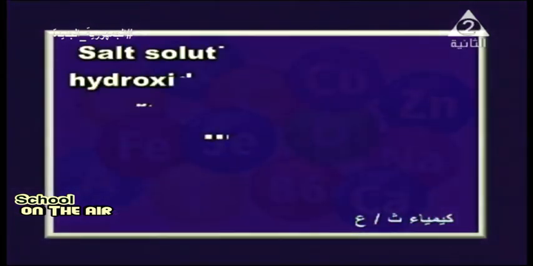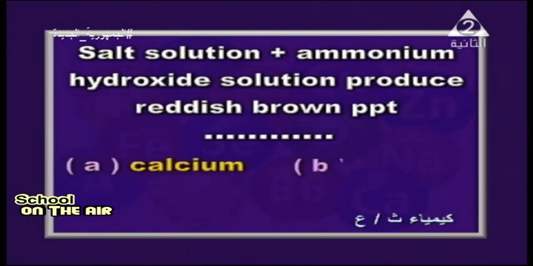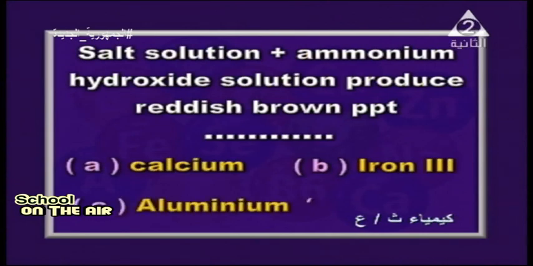Next point. Salt solution plus ammonium hydroxide solution produces a reddish brown precipitate. What is the cation here? Is it calcium, iron 3, aluminium, or iron 2? Yes, if you think about it, it will be iron 3.